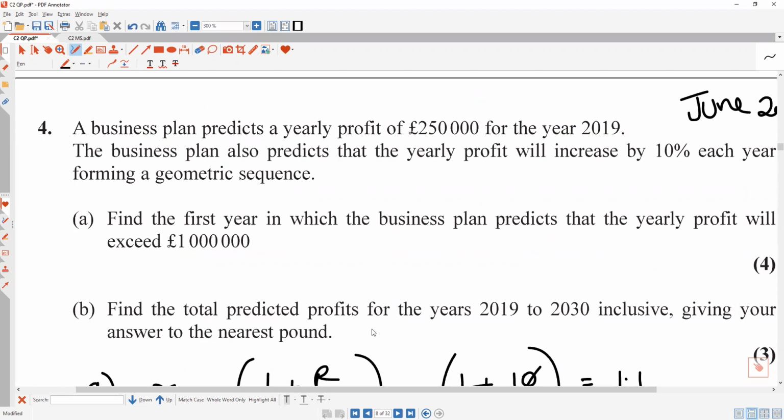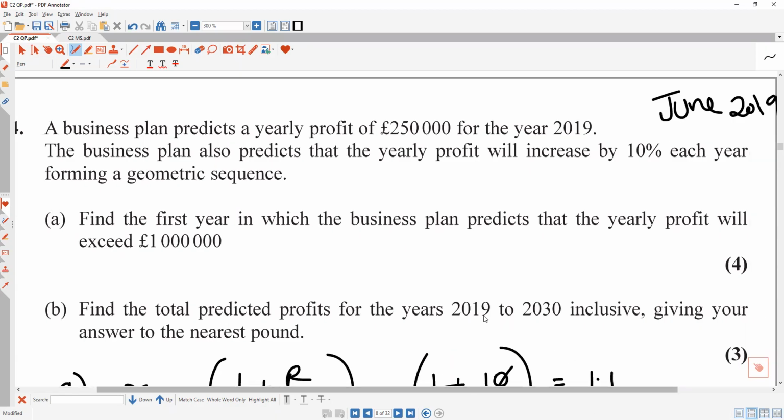Find the total predicted profits to 2030, 2019 to 2030, inclusive. Giving your answer to the nearest pound. So how many years from 2019 to 2030? Check. Subtract 2019 from 2030, how much do you get? 11 years. Sorry, 12 years. 12 years to be included, because 2019 is included. So n is going to be 12.